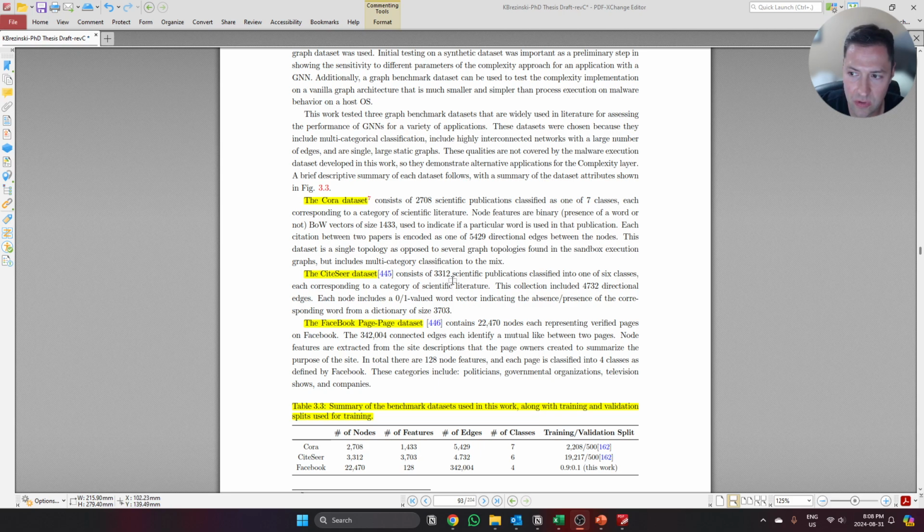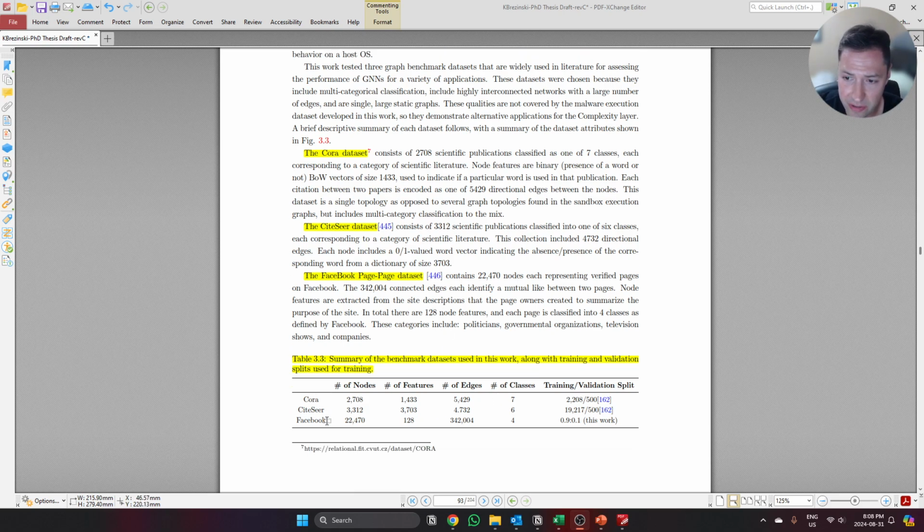So compare that to these other ones that are encoding the particular words. 1,400, 4,007, that's 1,400, 3,700 edges. This one has 128. So the size of the feature vector of each node is much smaller, but there's many more edges. So consider that when we're testing and the difference between each model. So here's the different nodes. Again, low feature size for the Facebook, high node count. Number of edges is much larger.